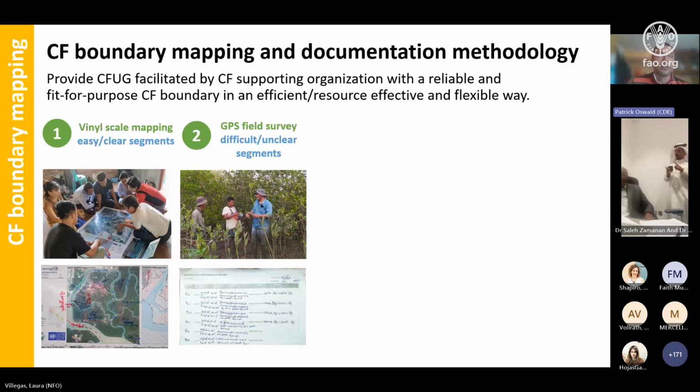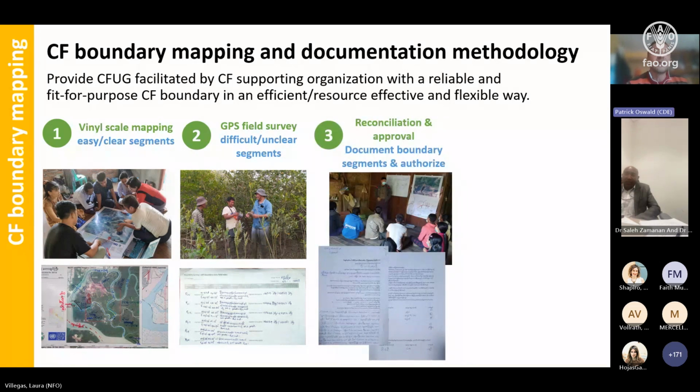You go in the field with the community forest user group or representatives of those. They identify the point, and then you describe textually how the boundary looks between point A, point B, point C. So for example, from point B to point C, the boundary follows a small creek, or from point B to point C, it follows a straight line, and so on. So those segments which can't be easily identified on scale maps are mapped in the field by the CF user group.